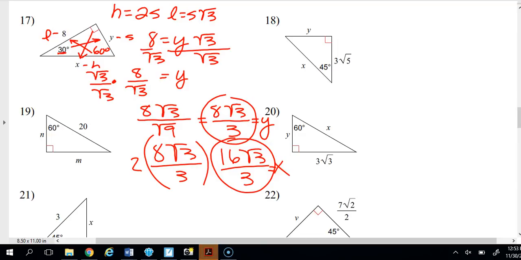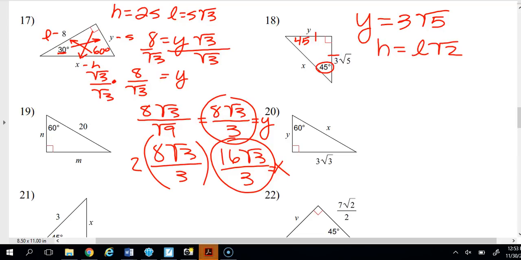Let's go over here to number 18. So again, we need to see what kind of triangle this is. This is a 45 angle here, so that means this has to be a 45-degree angle here. These two sides will be congruent, so we know immediately that y is equal to 3 square root of 5. Our one and only formula for a 45-45-90 triangle is h is equal to L radical 2. So this is our h right here. These were our L's.